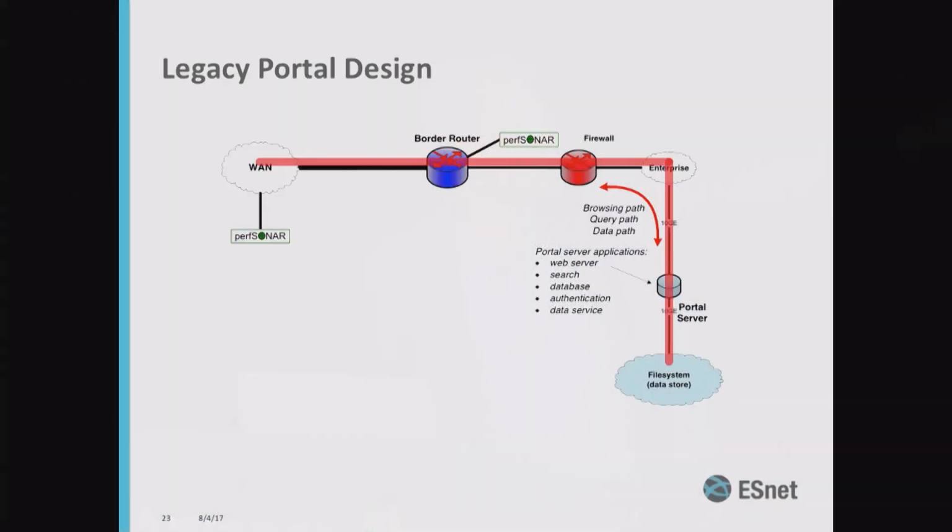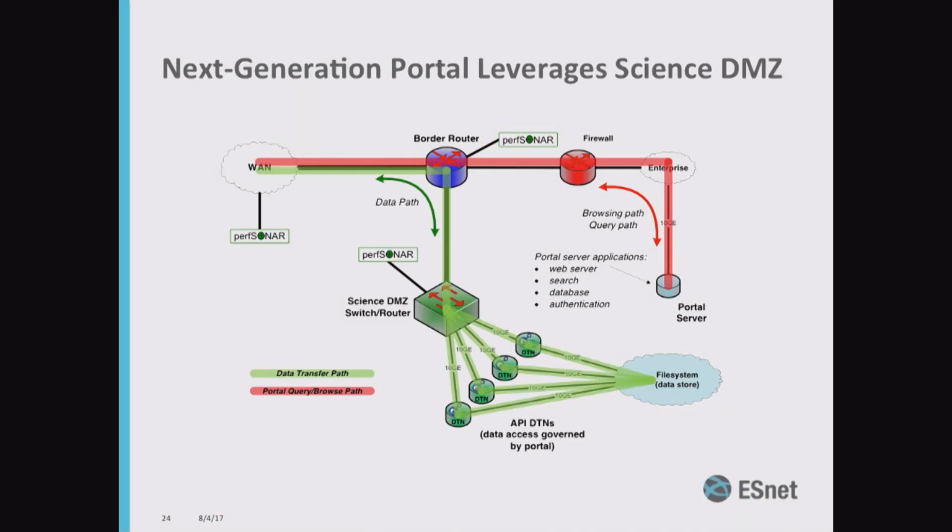So here's our old school data portal, and here's what we do to it. We take the data handling piece, just the static data objects, and stick them on a DTN cluster over here, and that web portal doesn't have to know or change. It has to change initially, which is to say, instead of serving up URLs that point back into itself, it serves up URLs that point over there to the science DMZ, and now we're done. And in fact, this is what the NCAR RDA has done. They've done exactly this.